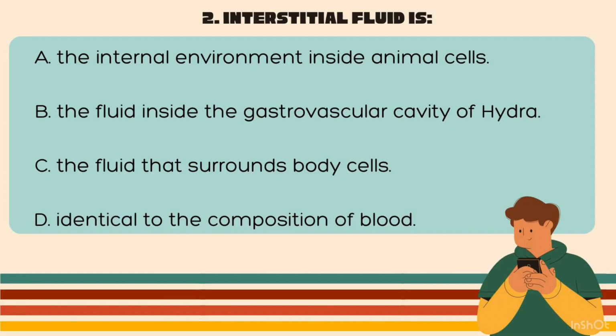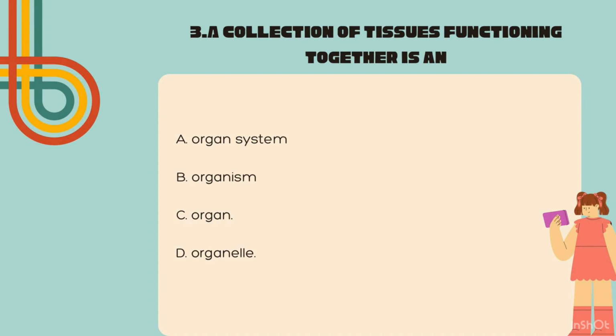Alright, number 2, interstitial fluid, it's going to be C, the fluid that surrounds body cells. This is a clear, colorless liquid that is composed of water, electrolytes, and small molecules such as nutrients and hormones. Let's look at the next question. A collection of tissues functioning together is a blank. Remember, tissues are the building blocks of organs, so the answer is going to be C, organs.